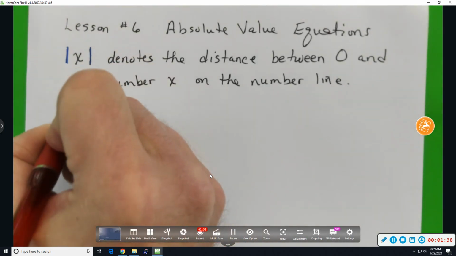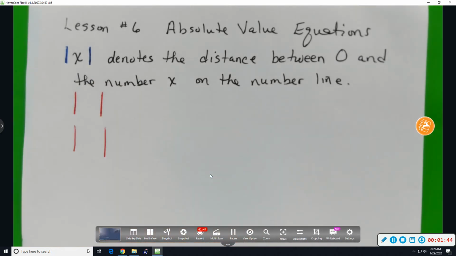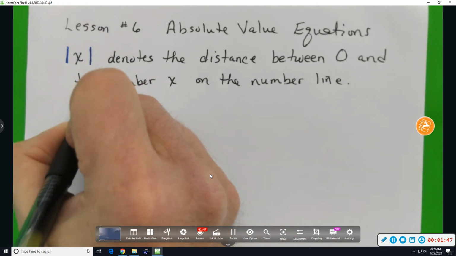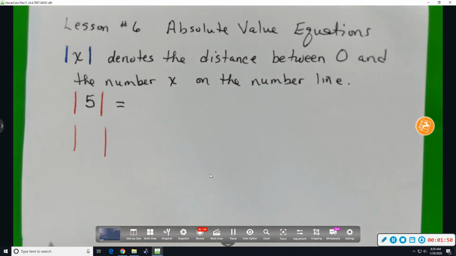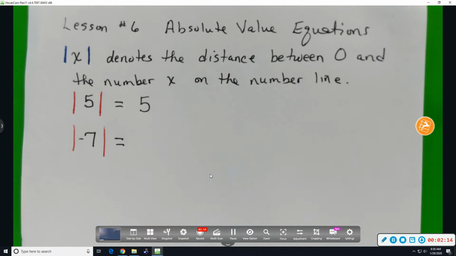Suppose we had this, the absolute value of, how about 5? Absolute value of 5. Well, if we think about the number line and we were counting how many spaces are there between 0 and 5 on the number line, well, it would be 5. The absolute value of 5 is 5. Now let's suppose we have a negative number inside the absolute value bars. The absolute value of negative 7 would be what? Just a 7.